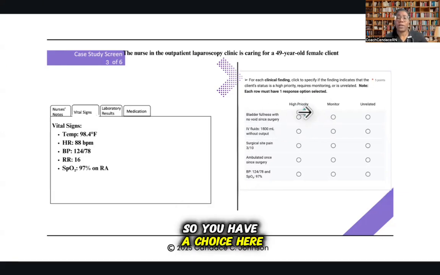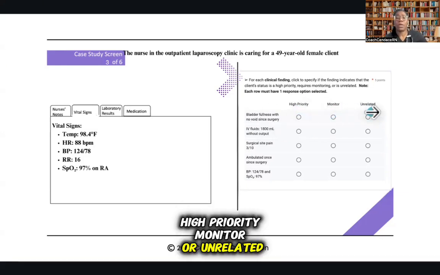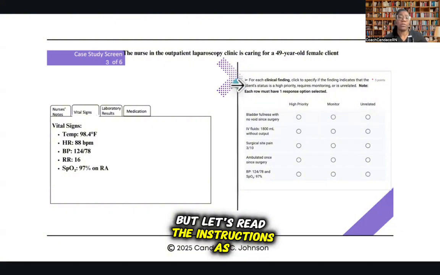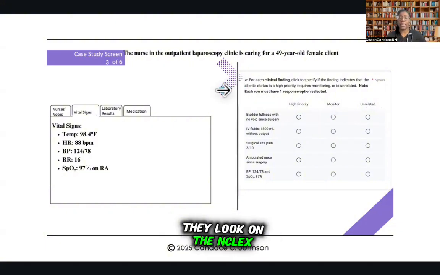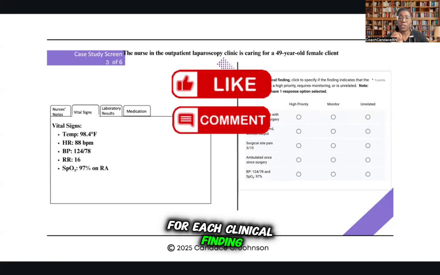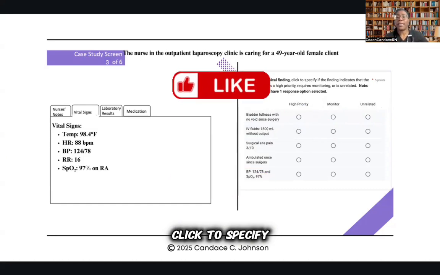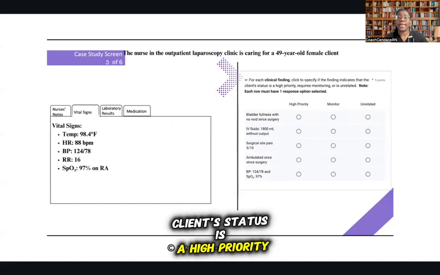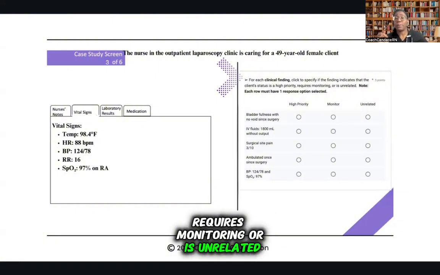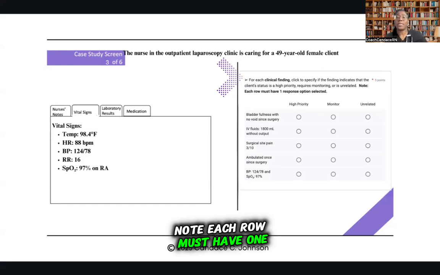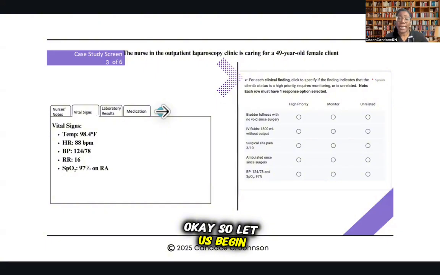You have a choice here: high priority, monitor, or unrelated. You can see that there. But let's read the instructions as they look on the NCLEX. For each clinical finding, click to specify if the finding indicates that the client's status is a high priority, requires monitoring, or is unrelated. Note, each row must have one response option selected. So let us begin. Let's just take a look at the choices first, and then we'll go and make the correct selections.